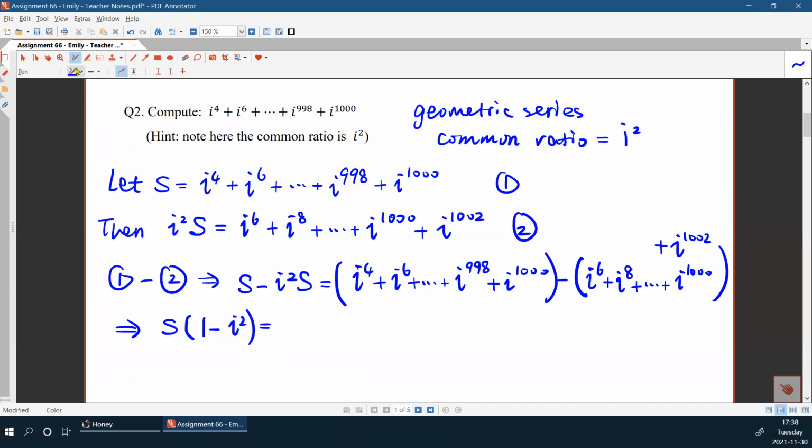And on the right side, note here we can cancel i to the power of 6 all the way up to i to the power of 998, and then i to the power of 1000, with all the terms behind. So the right side becomes i to the power of 4 minus i to the power of 1002, right? Okay, so on the left side, because i squared is minus 1, the left side is 2S equals the right side.